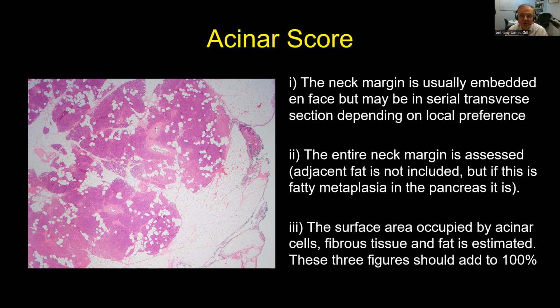It's important that you only assess the actual pancreatic tissue, for example, not adjacent fatty tissue. And sometimes it can be hard to tell chronic pancreatitis with fatty metaplasia from fat. Obviously, the residual islet cells are useful. Basically, we score it in 5% intervals so that the surface area occupied by acinar cells, fibrous tissue, and fat is estimated, and they should all add up to 100%.